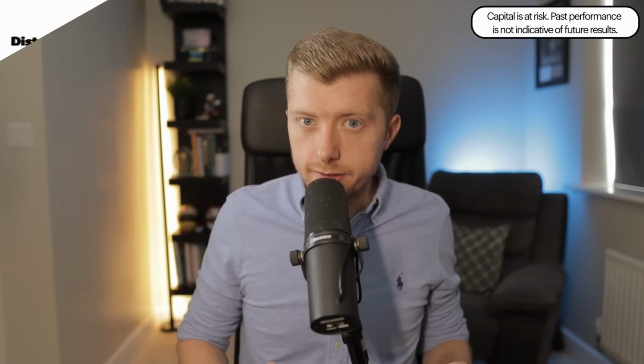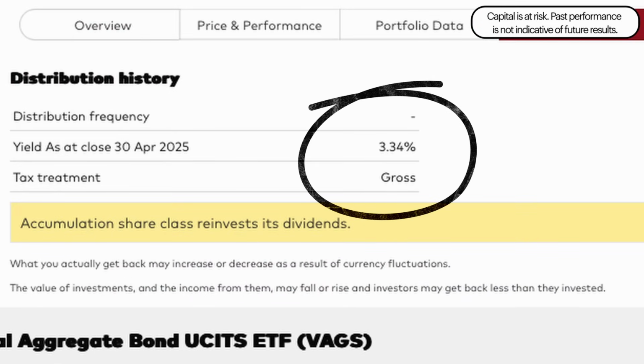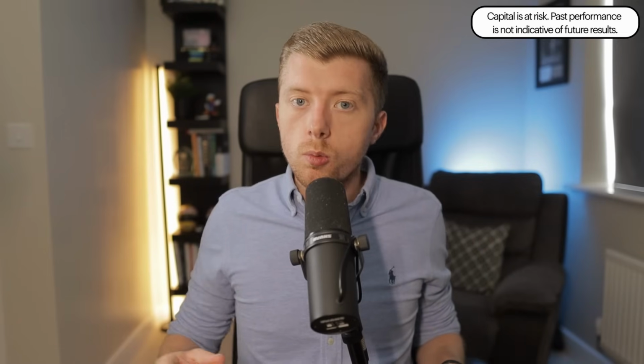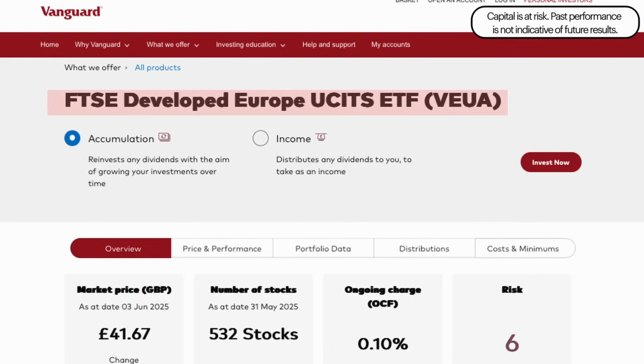In terms of the quality of these bonds, well, they're both investment grade and government bonds. And if we look at the credit rating of them, well, 82.4% of the bonds within this fund are of an A credit rating or above. The distribution yield on this fund right now is 3.34%, but as it's an accumulation fund, that income which would have been distributed is actually reinvested back into the fund instead. In terms of overall performance, well, it's been fairly stable in terms of returns, as you'd probably expect, with the exception of 2022, where the bond market obviously collapsed, as we've spoken about, but as at last year, it provided capital returns of 2.22%.